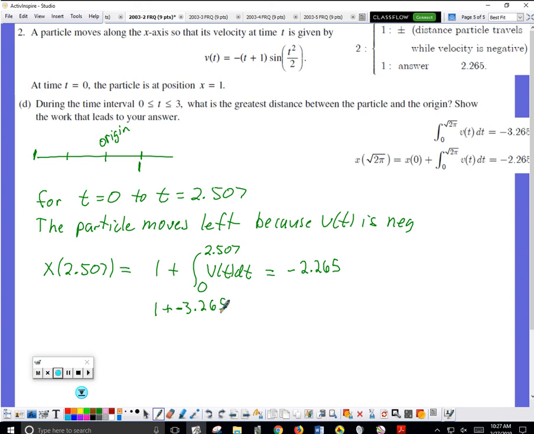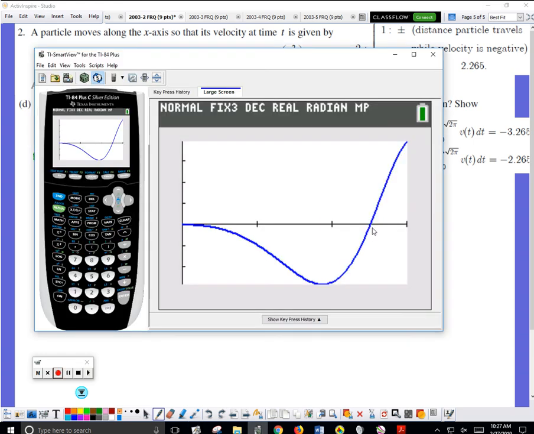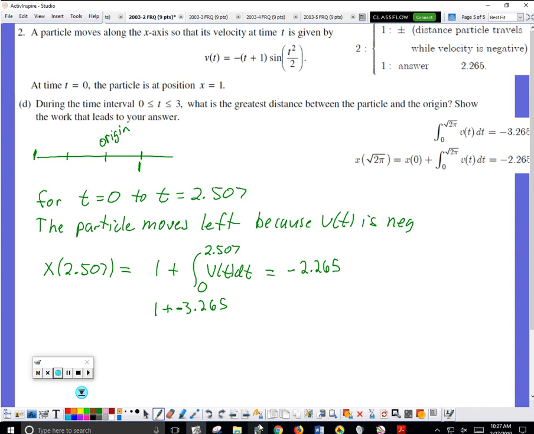So I know the particle was here. It's now here. Let's finish this one. Now the velocity is positive, so I'd write that on my paper. So I'd say, for t equal 2.507 to t equal 3, v of t is positive, so the particle moves right.